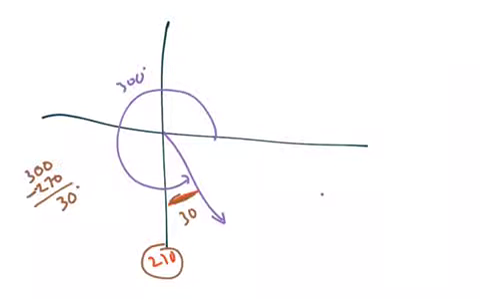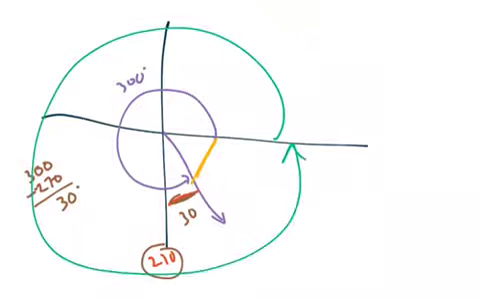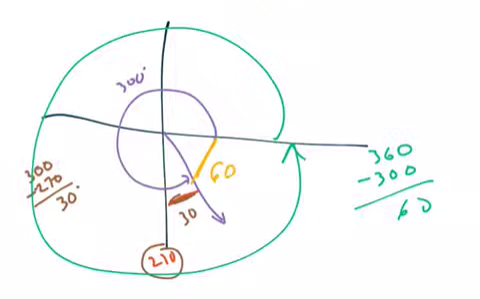Well, then the next question is, how do I know what this angle is? Well, this is more of the same. If you think about it, if I was to go all the way around, let me change colors here, that'd be 360 degrees, right? So if I've gone only 300, 360 minus 300 gives me 60. Okay, so this yellow here is going to be 60.